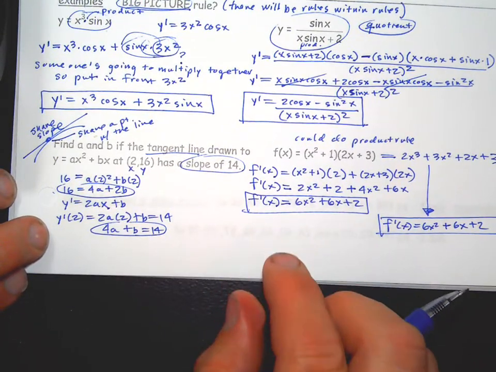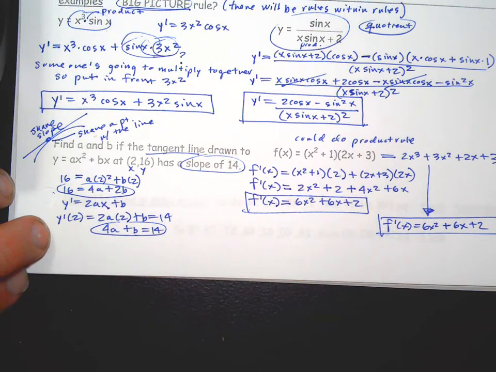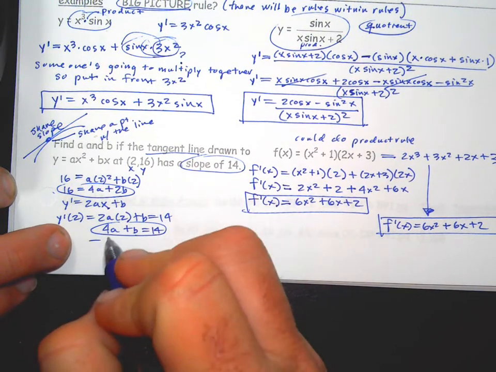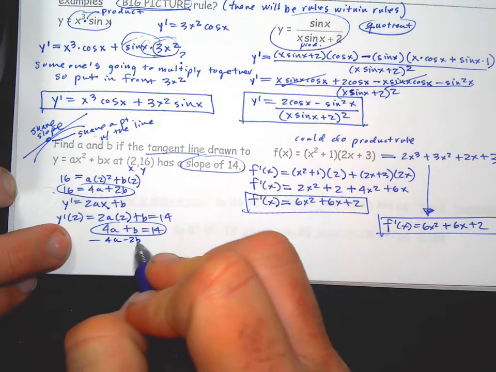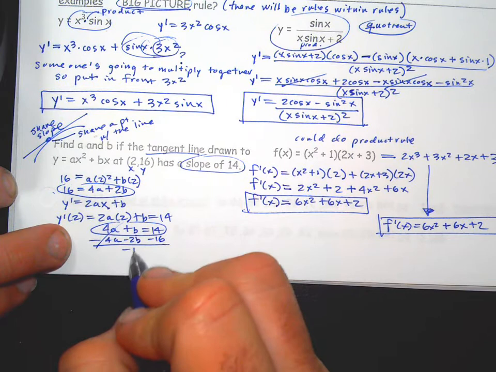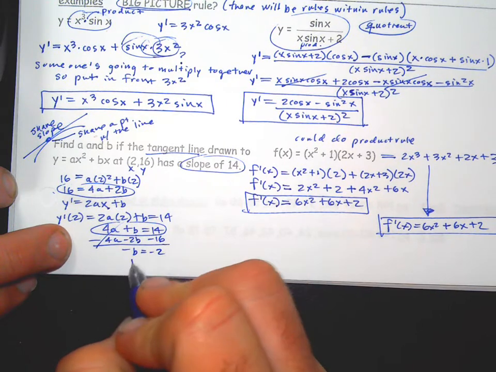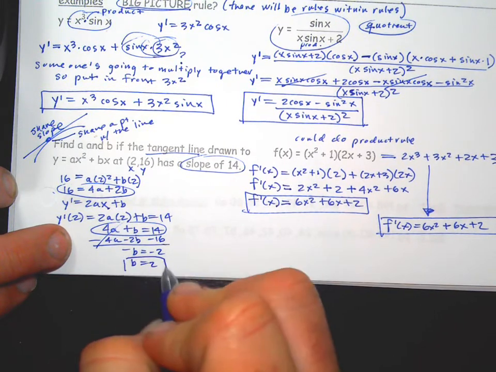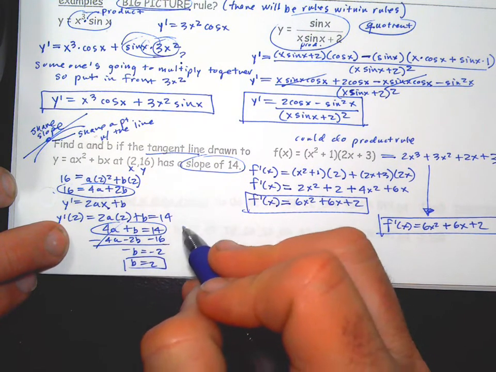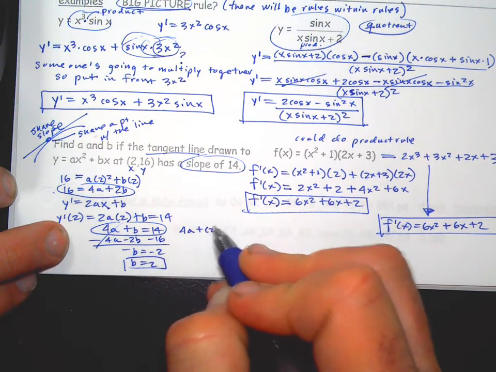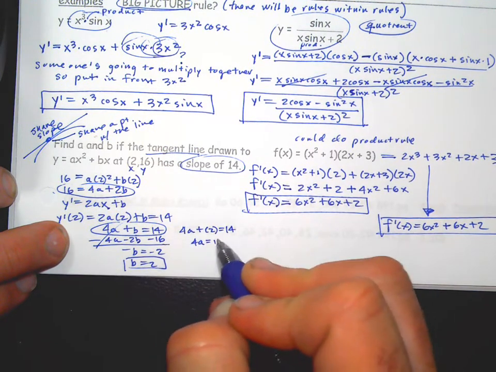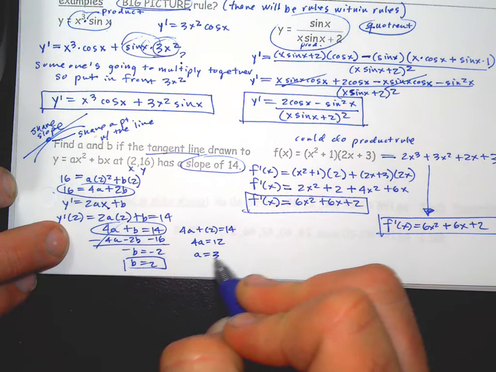You could use substitution. You could use elimination. Elimination will work really nicely in this one. You could subtract 4a minus 2b minus 16, and then the a's get eliminated. You get negative b equals negative 2, and you get b equals 2. And then you substitute this back into either of those equations to find a. 4a plus 2 equals 14. 4a equals 12. A equals 3.